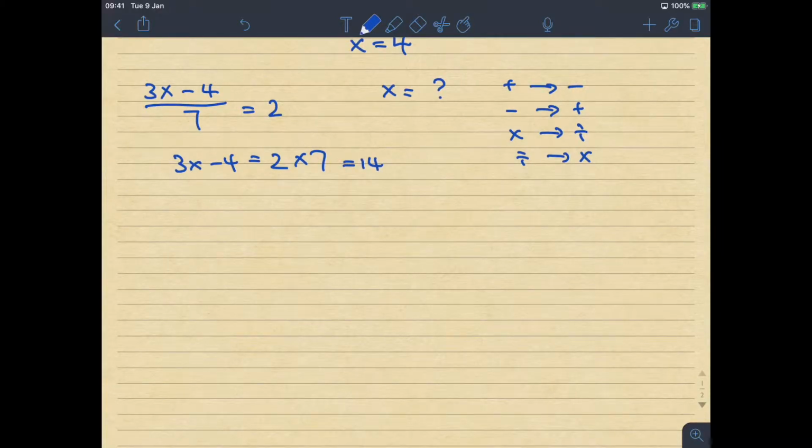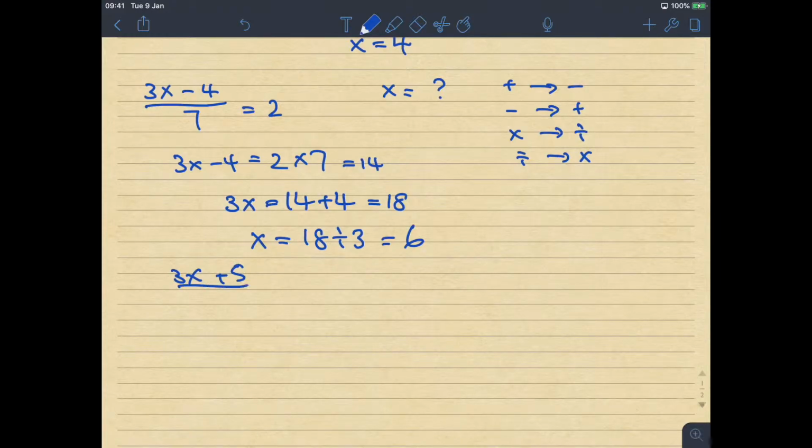Secondly, I want to get rid of the minus 4, so I can rewrite the equation to 3x is equal to 14 plus 4, equal to 18. And lastly, 3 times x, so to get rid of the 3, it was times 3 before, and now it's 18 divided by 3 is equal to 6. Problem solved.